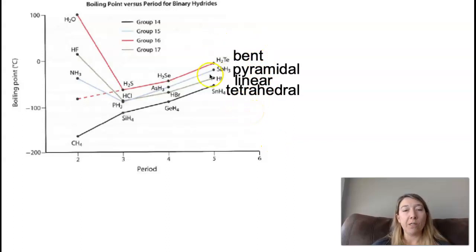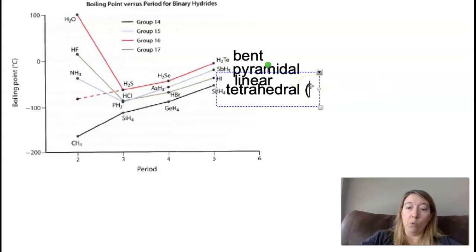So why these shapes matter? Well, those shapes come into play with determining how strong those intermolecular forces are, right? These are all molecular compounds that are on here. So if we want to compare them, if we think about this tetrahedral shape, these are all going to be nonpolar molecules. So they all have only LDF.